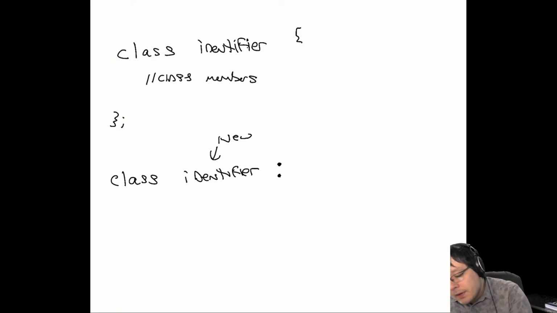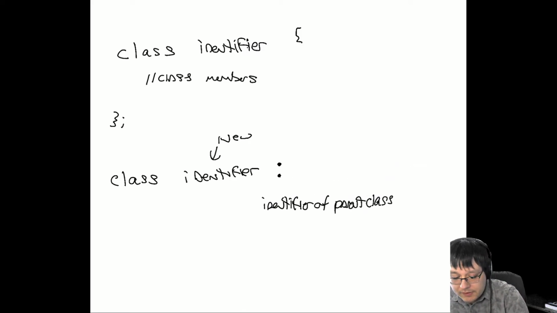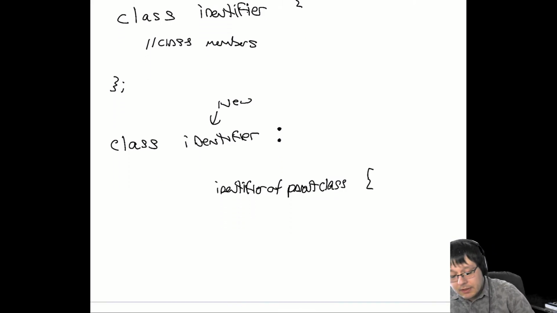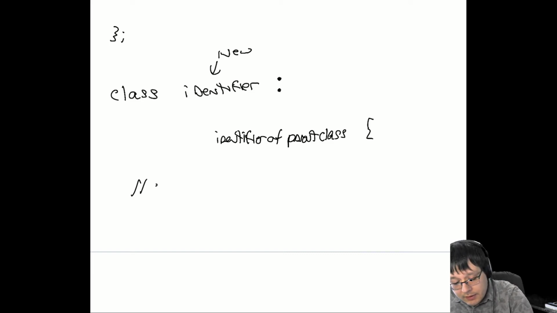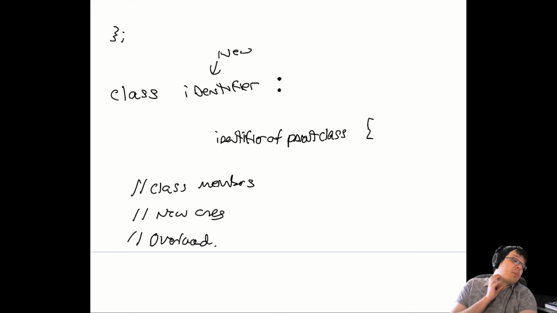And then you're going to put the identifier of the parent class. I'm going to space this out to the line beneath it, because there's one more thing I want to add in between them. And then you put a curly bracket, and again you put your class members, which can be 2 things. New ones, but you can also overwrite. You can also overload functions and replace older ones.